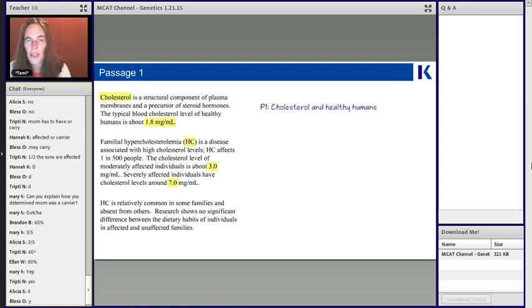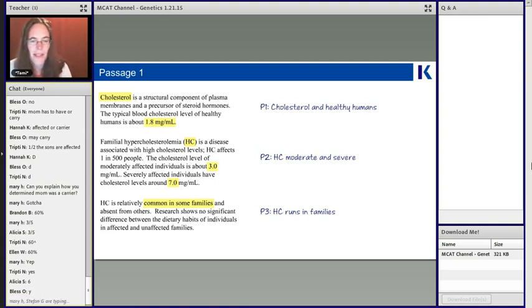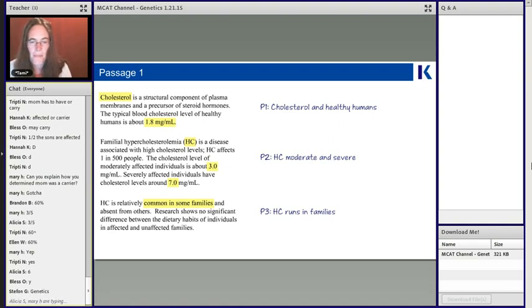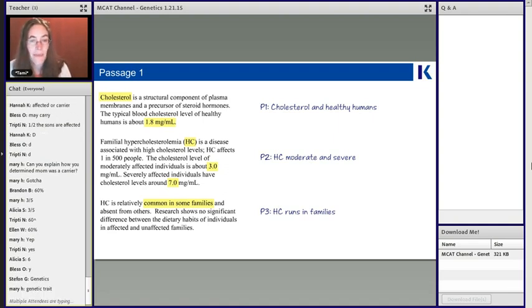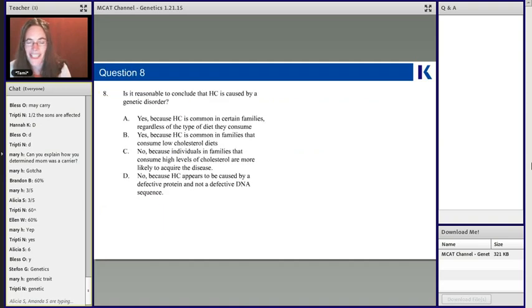Our next paragraph is about HC, hypercholesterolemia, and it gives us a range, moderately affected to severely affected. So this has to do with the expressivity of this. It's moderate to severe. And then finally, it's common in some families and absent in others. So this runs in the family. If it runs in the family and there's no difference between dietary habits, this tells me what about this disease? It's a genetic disease. Absolutely. It's a genetic trait. Yes.